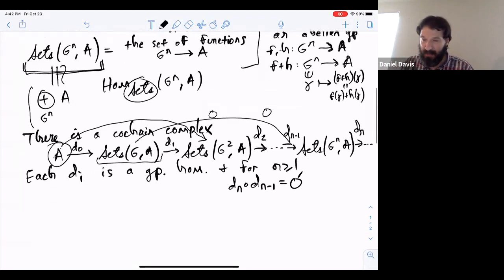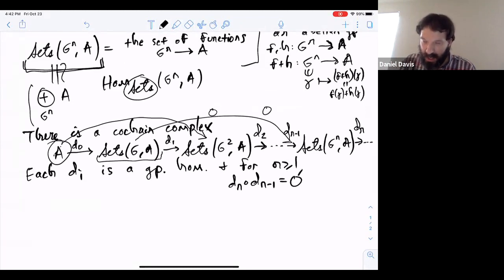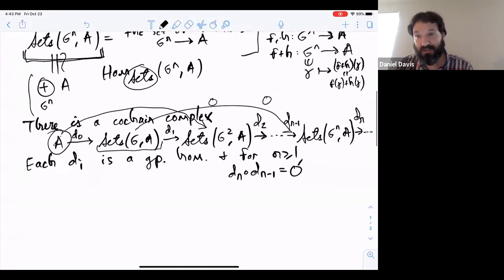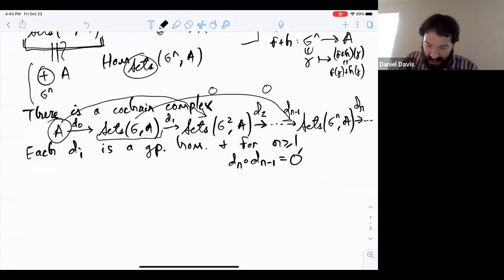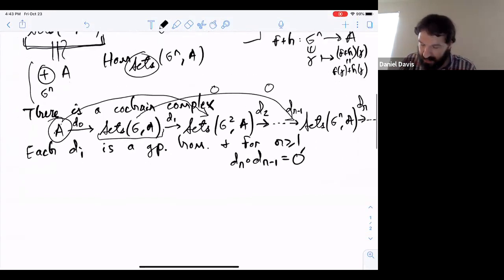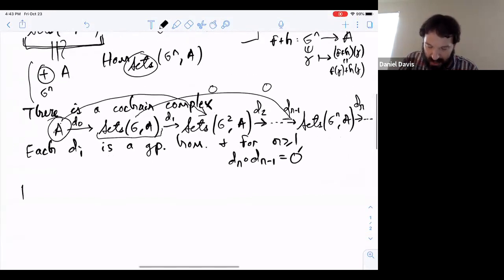Oh, I should say I'm not going to say how these homomorphisms are defined. There's more than one way to do it. So for this talk, I'm just going to say that there are such group homomorphisms. Okay. So now I want to define a motivating object.